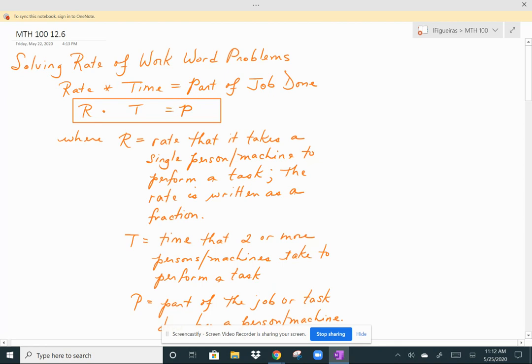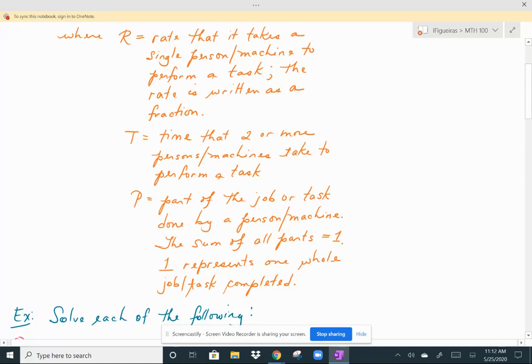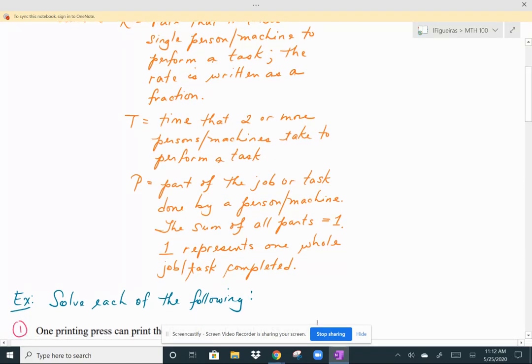Time, or T, will be the time that it takes 2 or more persons or machines to perform a task. And P is the part of the job or task that is done by the person or machine. The sum of all of the parts must always equal 1. 1 represents one whole job or task completed.